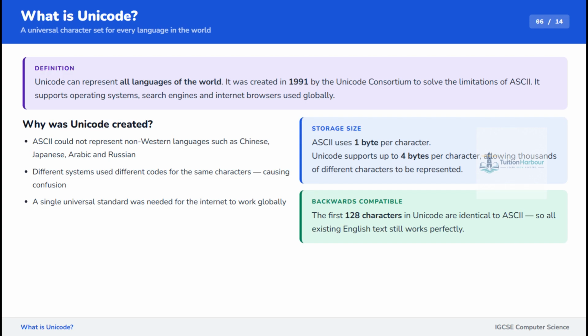Unicode was created in 1991. It can represent all languages of the world. It supports up to 4 bytes per character compared to just 1 byte in ASCII. Importantly, the first 128 Unicode characters are identical to ASCII, so all existing English text still works perfectly with Unicode.